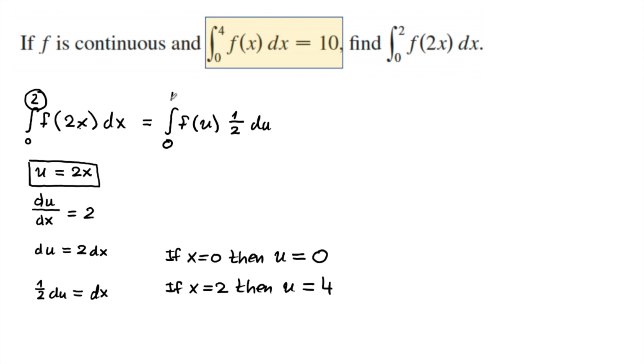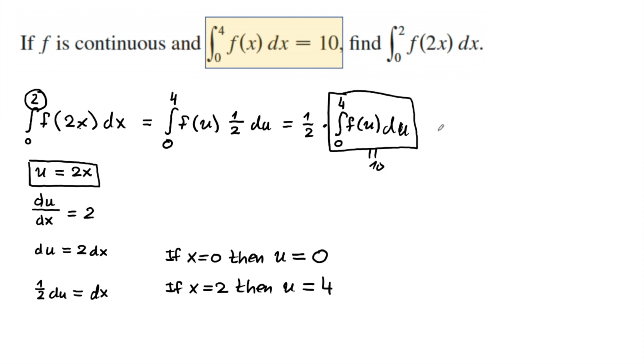So this integral is from 0 to 4, and 1/2 is a constant, so we can pull it out. This is equal to the constant times this integral from 0 to 4 of this function f, but that was given to us, and it was given that this definite integral is equal to 10. So this is equal to 10 divided by 2, which is 5. So that's the definite integral.